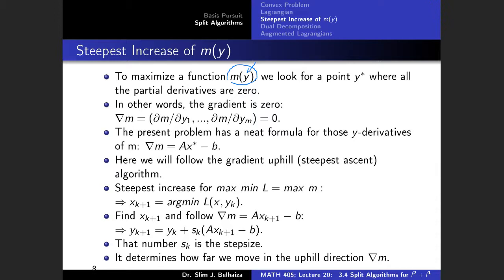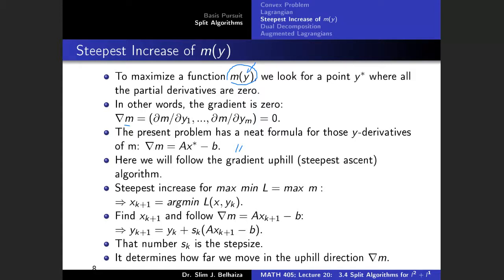So of course we are going to use the fact that our functions are differentiable. In other words, the gradient of m is equal to 0. So we take all partial derivatives with respect to the y variables. And the present problem has, in fact, a neat formula for those y derivatives that you should find. In fact, the gradient would be equal to ax star minus b. Okay, so at the end of the day, what you need is to satisfy the latter conditions.